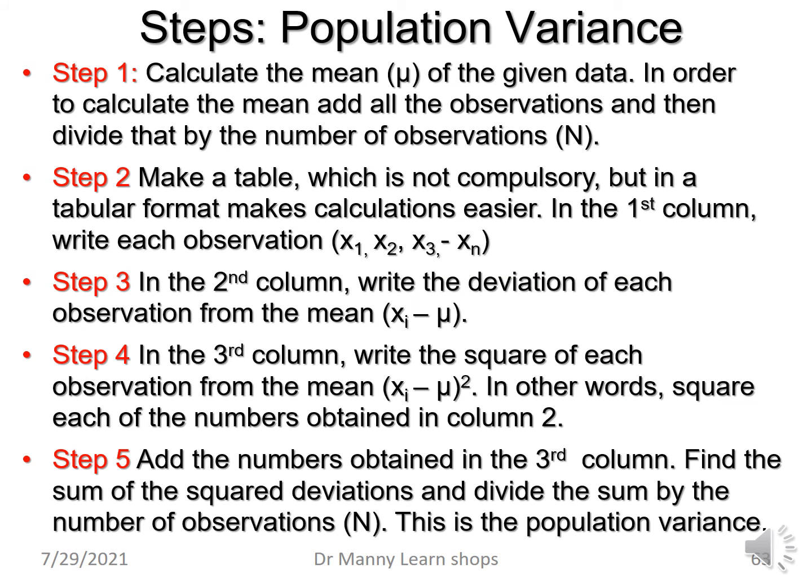The steps in calculating population variance are: Step 1. Calculate the mean of the given data. In order to calculate the mean, add all the observations and then divide by the number of observations, which is n. Step 2. Make a table, which isn't compulsory, but in tabular form it makes your calculations easier. In the first column, write each observation, for example, x1, x2. Step 3. In the second column, write the deviation of each observation from the mean. The deviation is xi minus the mean. Step 4. In the third column, write the square of each deviation from the mean.